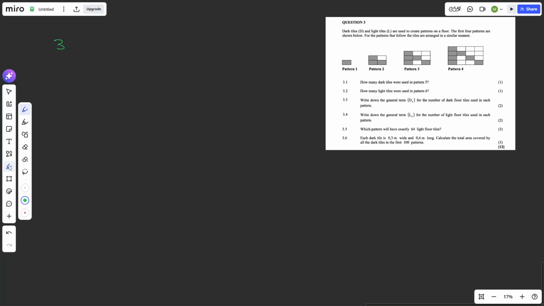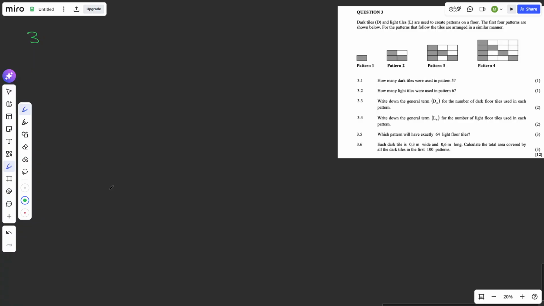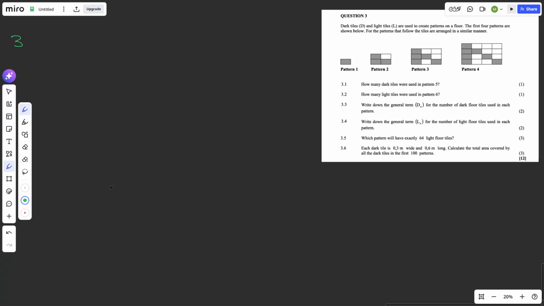So for the first question, we are required to find how many dark tiles were used in pattern 5. So let's see, we've got 3.1. Let's try and see something here. Let's break this up. For now we are focusing on dark tiles. Let's count how many dark tiles there are.